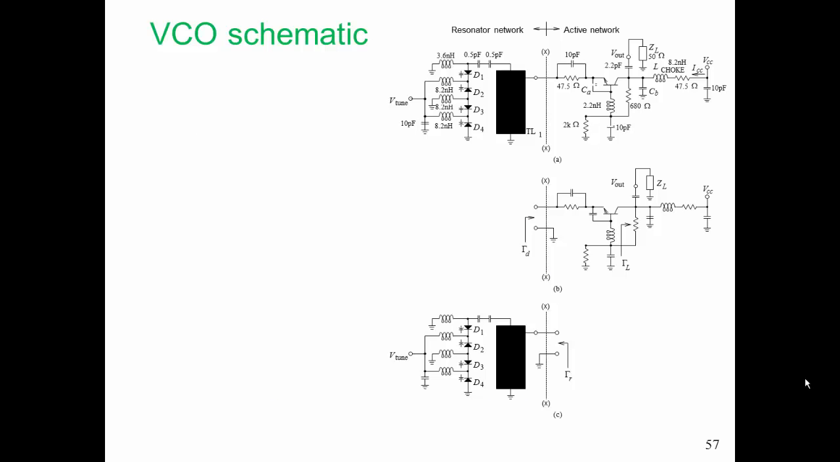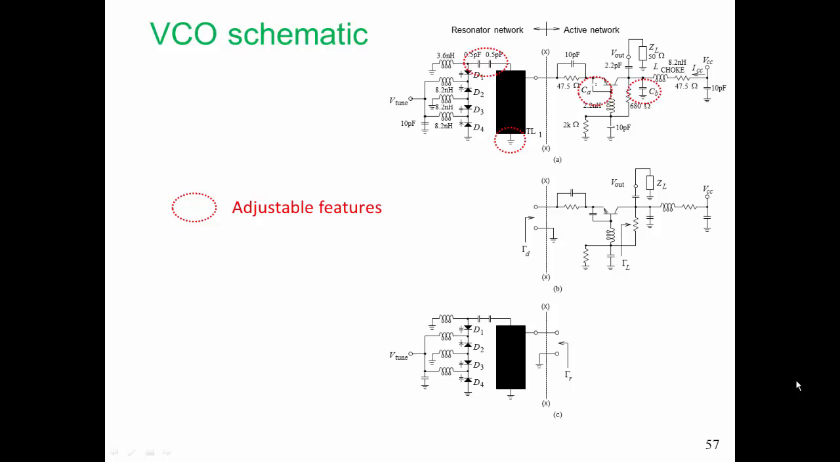Here is our VCO schematic. The full schematic is shown on the top. There's a dividing line between the resonator network and the active network, and those networks are broken out at the bottom, in particular showing how we measure gamma D and how we measure gamma R, the reflection coefficients looking into the active device and into the resonator network. And we've inserted a number of components that we can adjust.